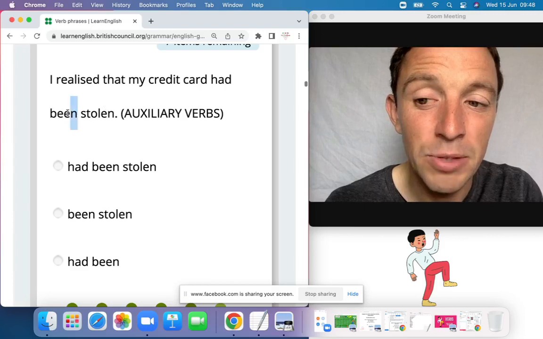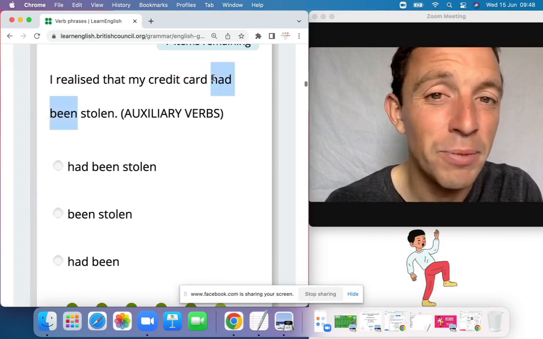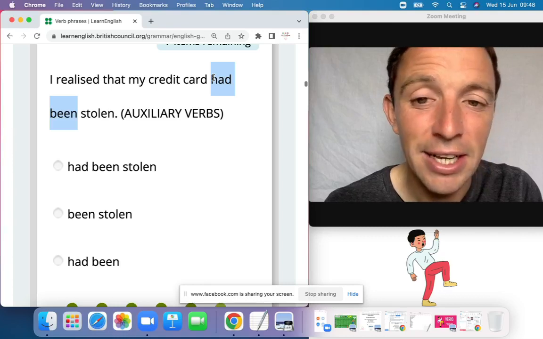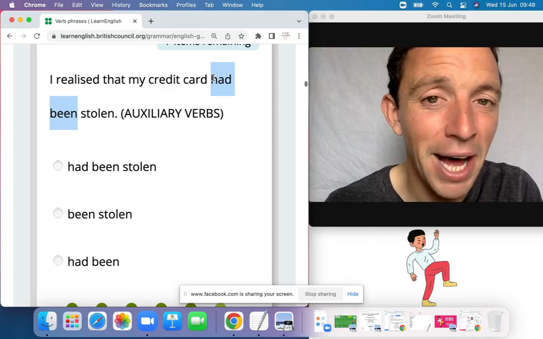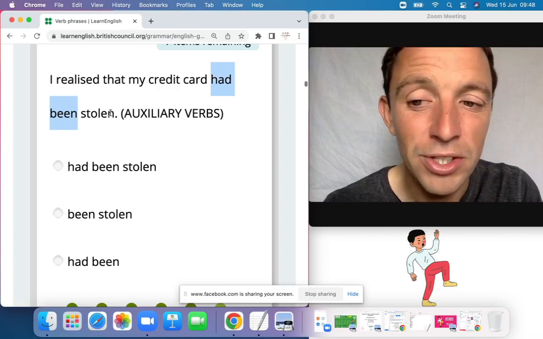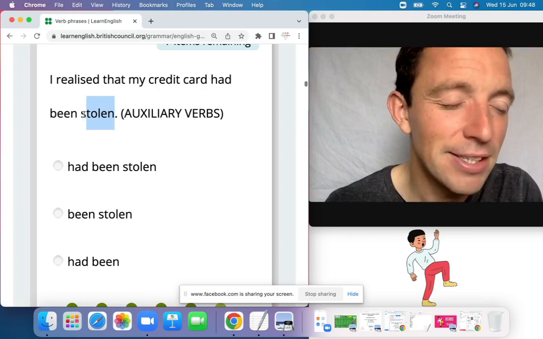And the verb to be is in the past participle plus the auxiliary verb to have in the past. Therefore, this is considered the past perfect. Had been is the past perfect plus the participle in the past perfect. Sorry, the past participle.